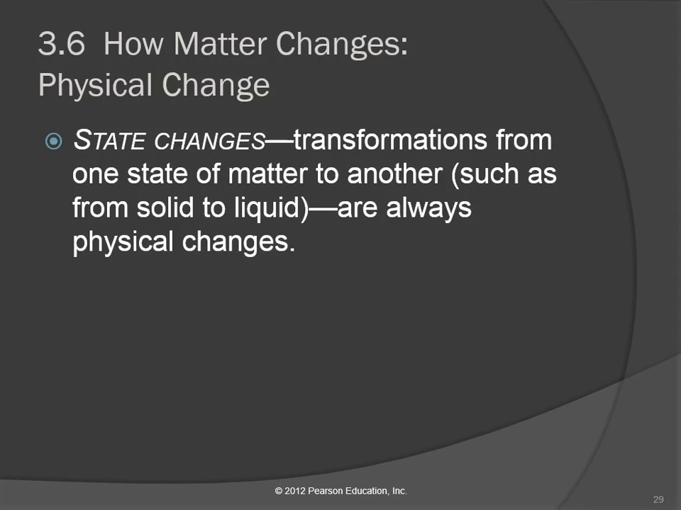What were the 3 states of matter that we talked about? Solid, liquid, and gas, right? So a state change is changing from one state to another. So melting is changing from a solid to a liquid. Sublimation is changing from a solid directly to a gas. State changes are always physical changes because they do not change the composition of the substance.